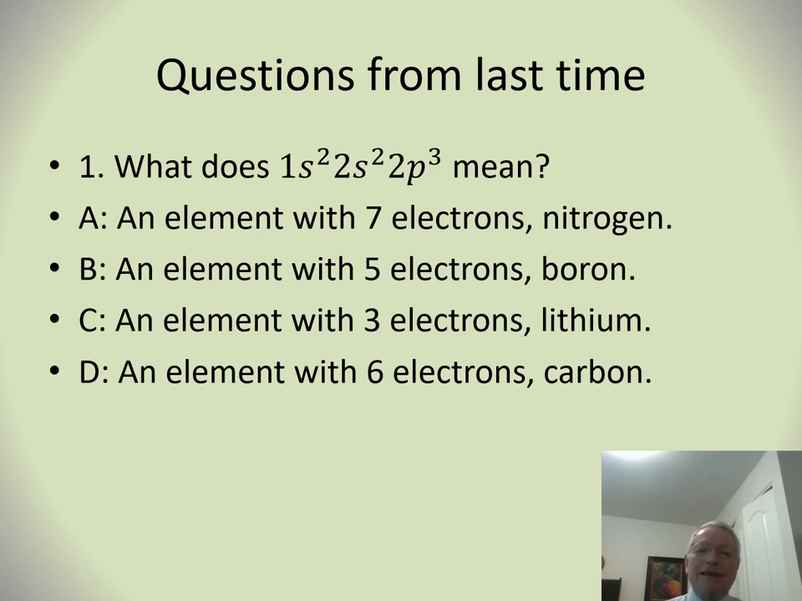Questions from last time. Number one, what does the notation 1s2, 2s2, 2p3 mean? It's one of these four. So I'll give you a minute. And the answer is it's nitrogen. It has seven electrons. Two of them down in the bottom state, 1s. Two electrons over there on the left side of the periodic table, lithium and beryllium. And then in the 2p states, there are three electrons. And that's what nitrogen looks like.